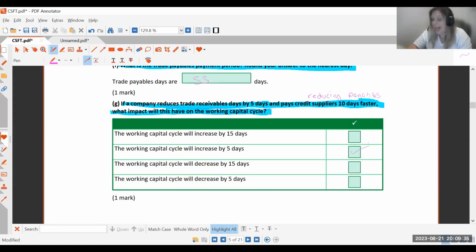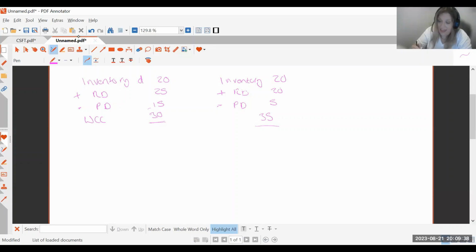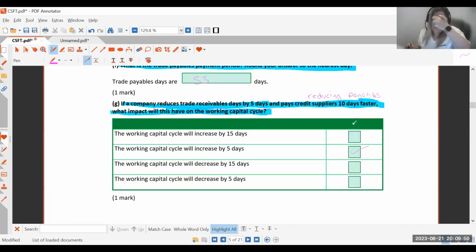Now, you could use any numbers you like. You could put any numbers into this. It would still work out as an increase of 5 days. It doesn't matter. So if you're not sure, just jot it down like this and do your totals. It's nice and simple. And I recommend you use easy numbers like 10s, 20s, 30s. That's what I do. It just makes it a little bit more straightforward.